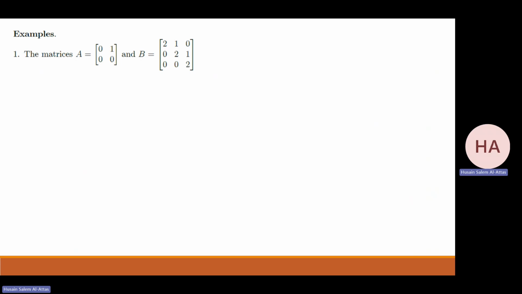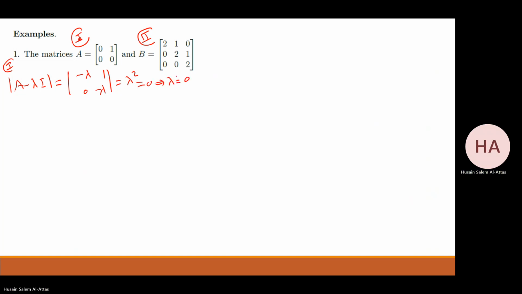Okay, these matrices, let us do them. Find A minus lambda I. Call this one 1, and this one 2. So I start with 1. I have minus lambda, 1, 0, minus lambda. That gives me lambda square equals 0, so lambda equals 0. So check the eigenvectors for lambda equals 0.